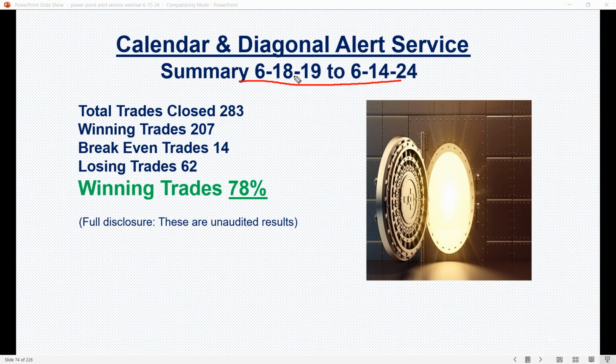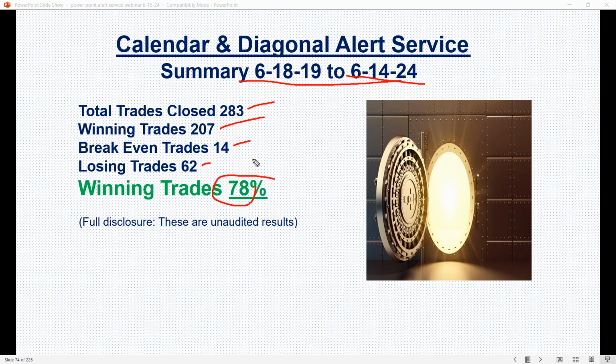We started this one back in June 2019, through yesterday. We've had 283 closed out, 207 winners, 14 break even, 62 losers, running around 78%. I like to add these because they're a little bit longer duration trades. Some of my members like these because they can be really longer duration.